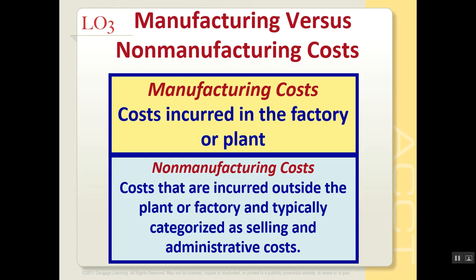There's two different types of costs, manufacturing and non-manufacturing. This is a key concept for Chapter 2 that we're going to be using later on in the semester as well. Manufacturing costs are incurred within the factory or plant, and they're directly related to producing that product. Non-manufacturing costs are typically outside of the plant or factory, and they're categorized as selling or administrative costs. An example of this would be insurance, advertising, marketing costs, accounting, anything back office, and that's not directly associated with making that product, but it's needed in order to make the company run on a day-to-day basis.